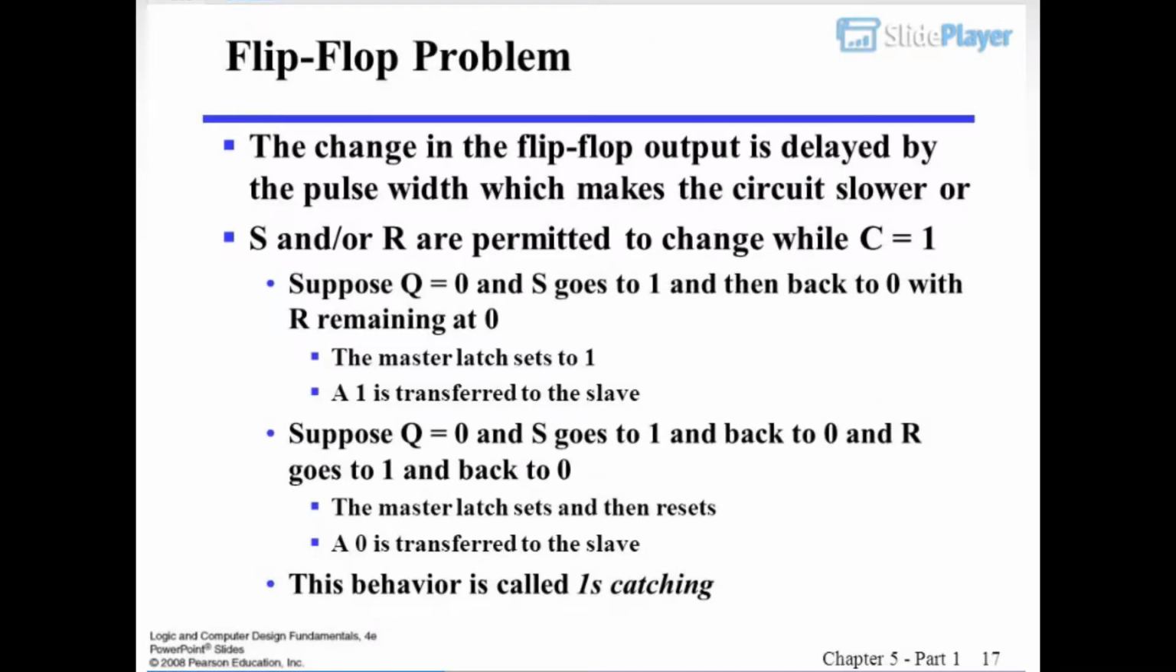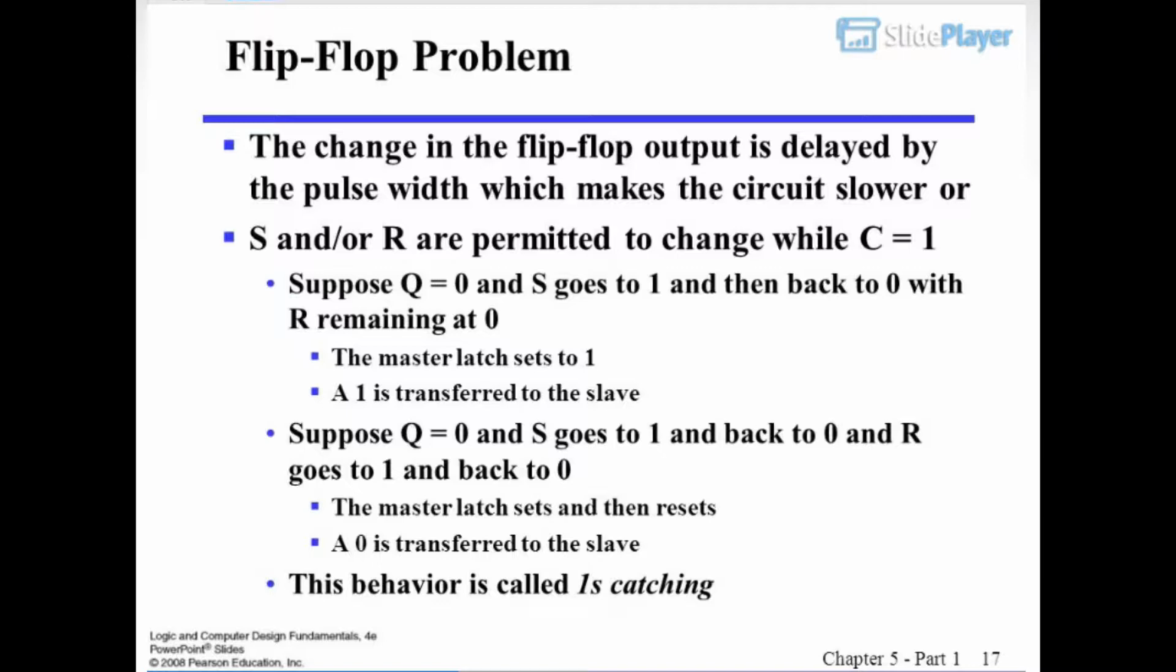The change in the flip-flop output is delayed by the pulse width, which makes the circuit slower, or S and R are permitted to change while C equals 1. Suppose Q equals 0 and S goes to 1 and then back to 0 with R remaining at 0. The master latch sets to 1. A 1 is transferred to the slave.